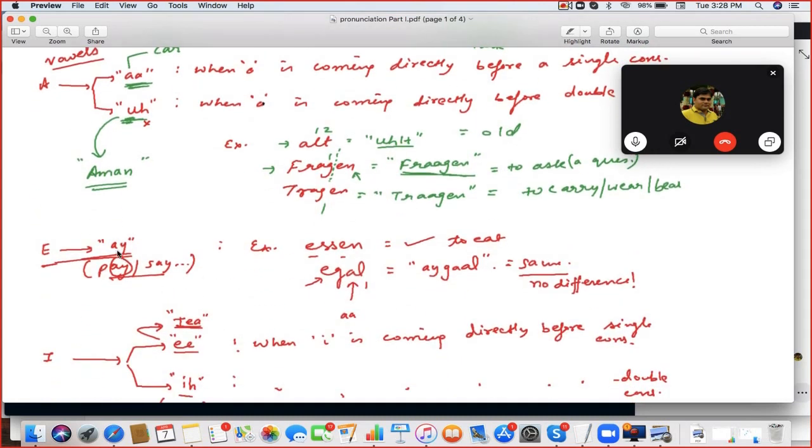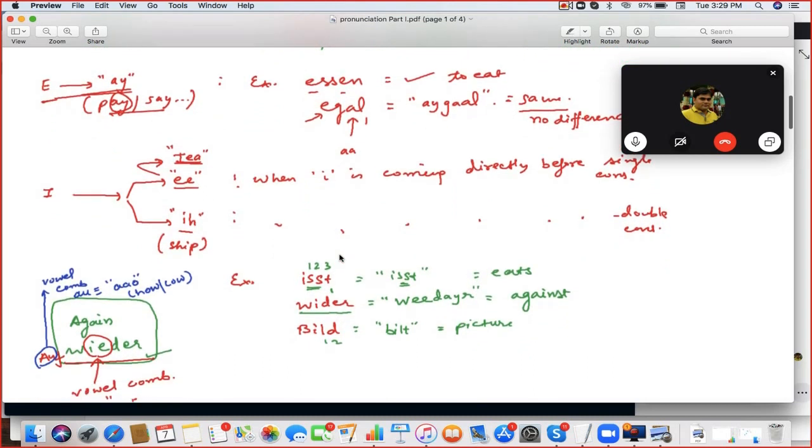Next is E. E is having the simple A sound, like in mathematics you have a term called area of rectangle. The first A sound in area, that A sound. So speak "Sehn" and "egal". But this is "Sehn", not "Sehn", okay? Sehn and egal. Good.